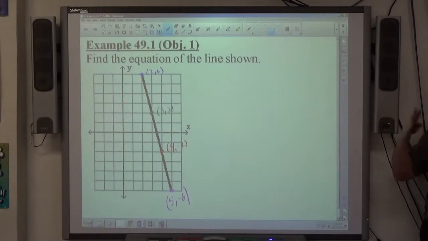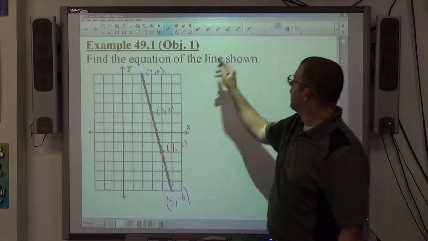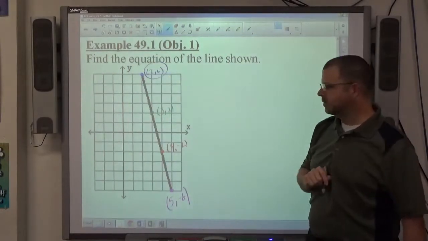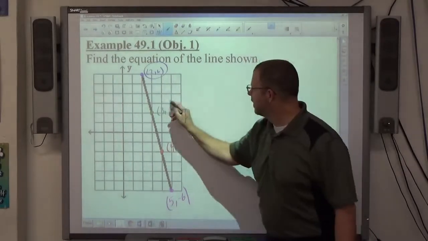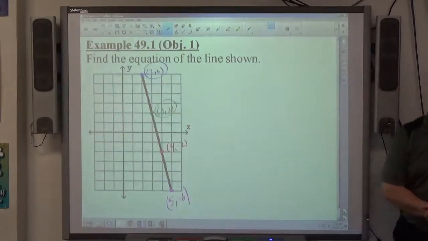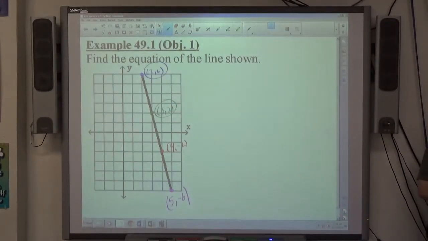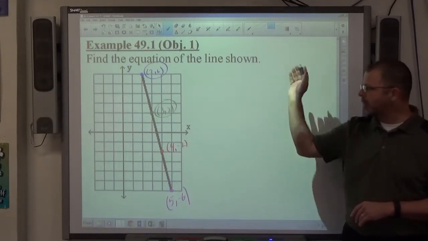All right, so with that in mind, PJ, pick a point you want to use. 2, 6. All right, and Austin, pick another point. 3, 2. So those 2 points will work. It would have worked with any 2 points. We could have picked the blue and the purple, or the red and the blue, whatever.